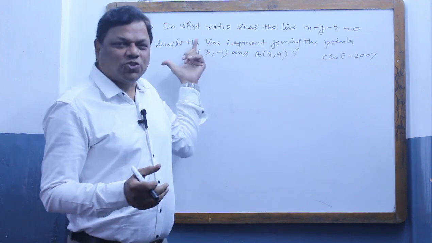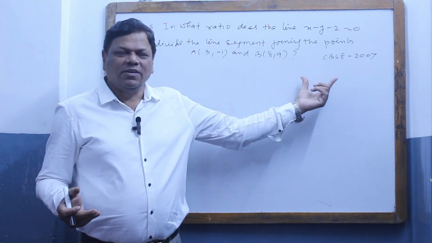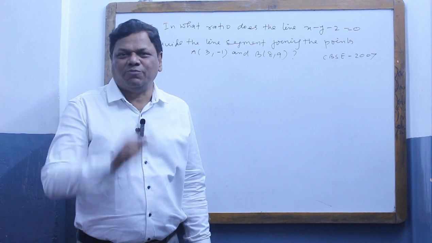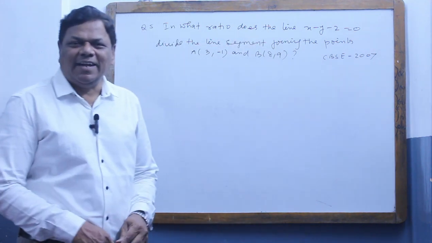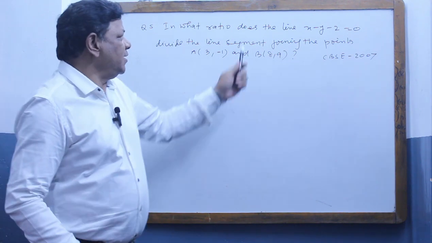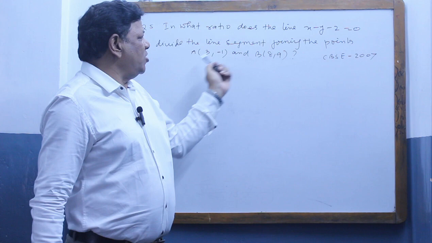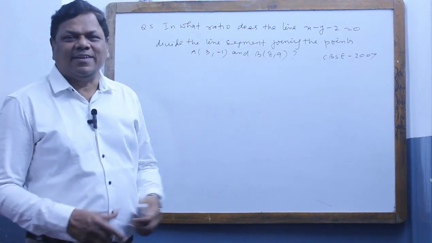This question number 5 is very different. Important also, it is a board question, CBSE 2007. You have to understand very well and very carefully. In what ratio? The question is that you have to find the ratio. Divide the line segment joining this and this. In what ratio do these 2 points divide the line segment?